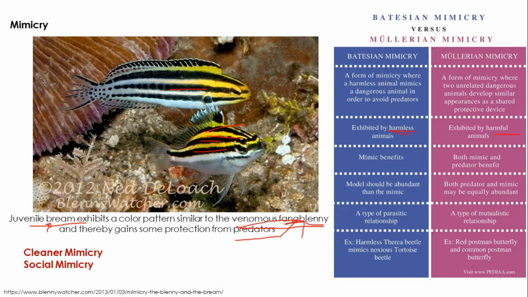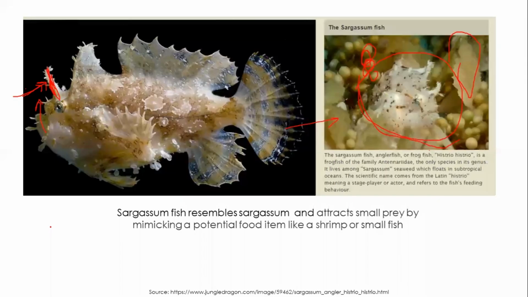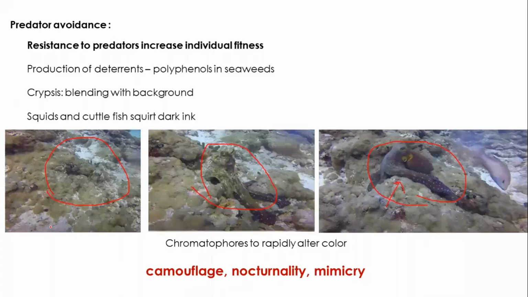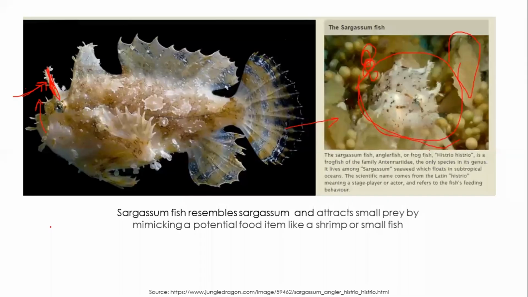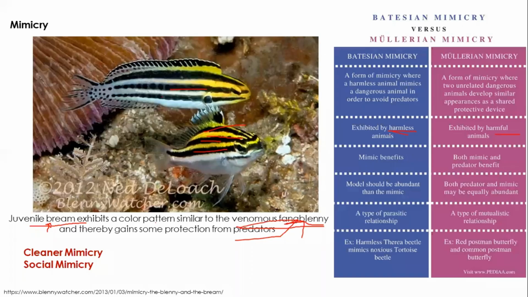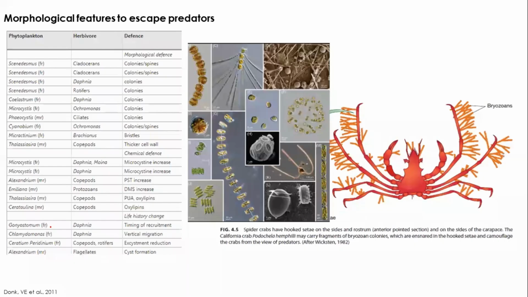Now I hope that you understood that the first way to escape predation is by having some kind of resistance as a deterrent. Then we have crypsis, a cryptic morphology similar to the host. And then we have the mimicries: Batesian, Mullerian, cleaner mimicry, and social mimicry.